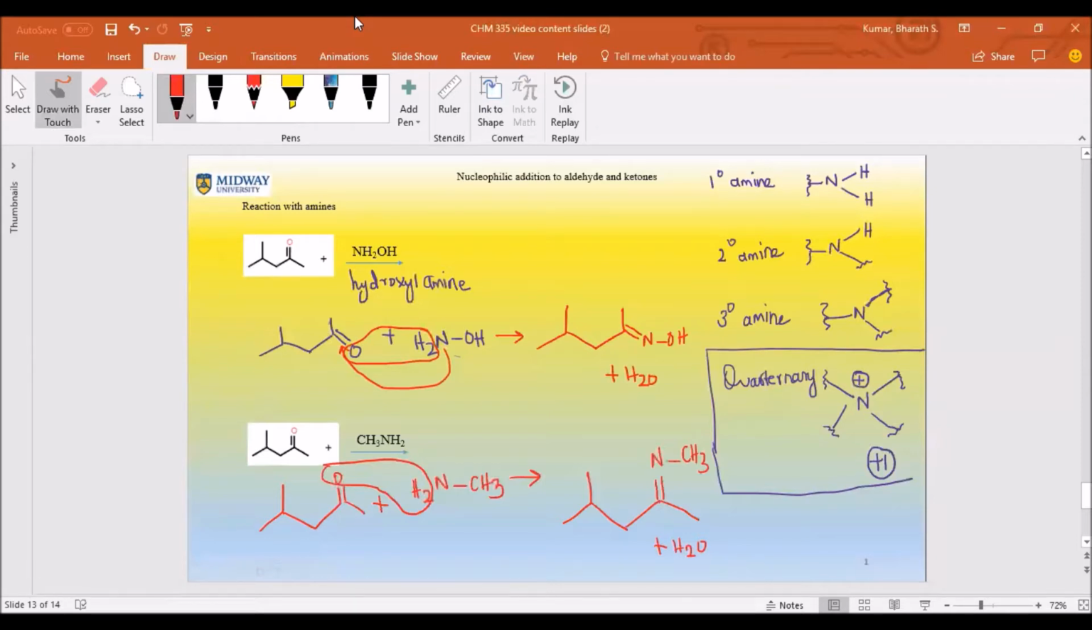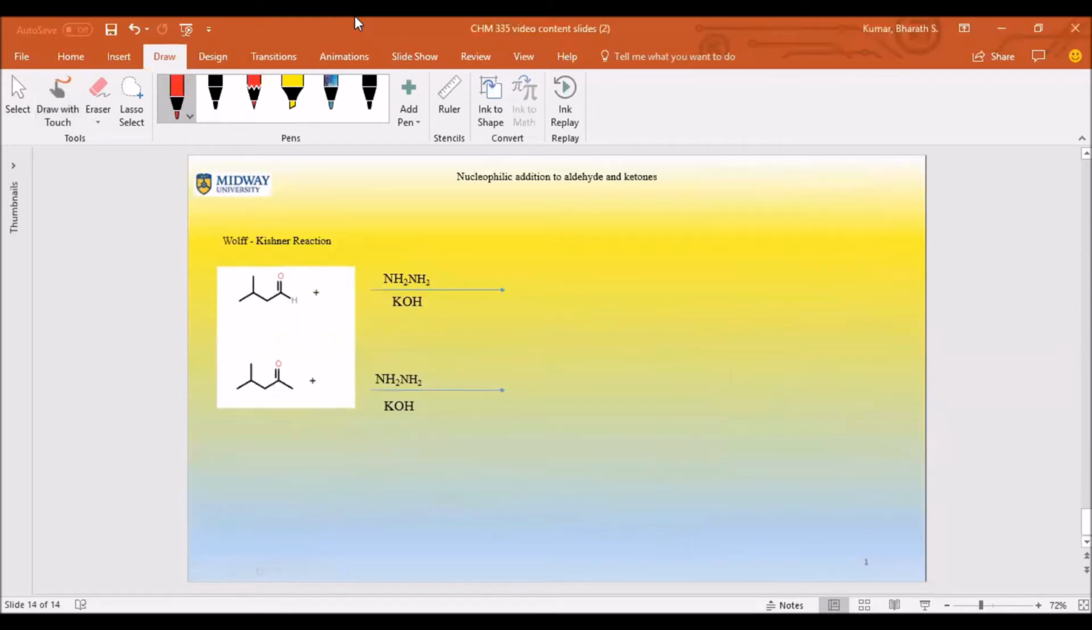There's one more that I want to talk about while we are on the topic, and that is Wolff-Kishner. This is again very similar to what we did earlier, but this is a very unique class of compound. It's called hydrazine. Whenever an aldehyde or a ketone reacts with hydrazine, this is the Wolff-Kishner reagent. This doesn't change. So whenever you see this, it is not the same as NH2OH. This is NH2NH2. That's called hydrazine.